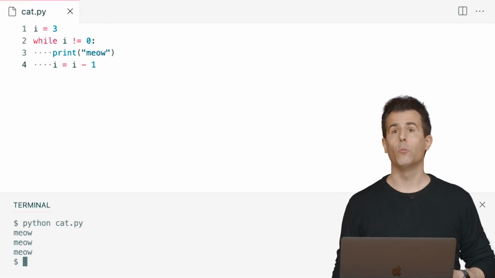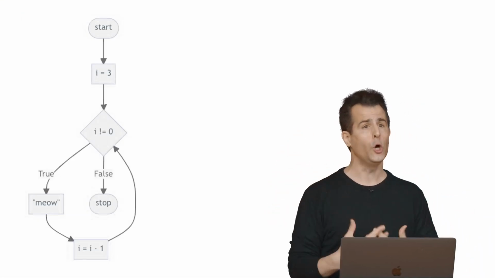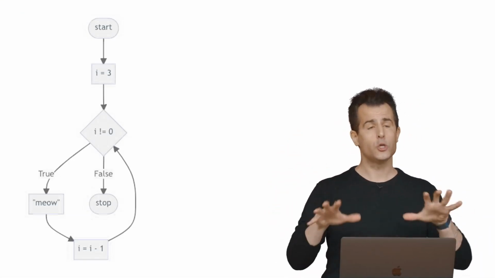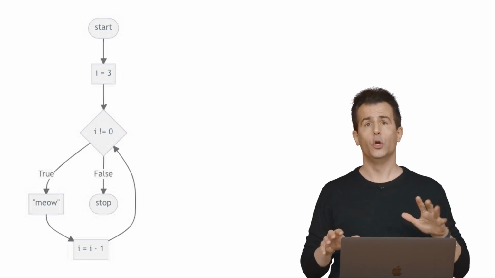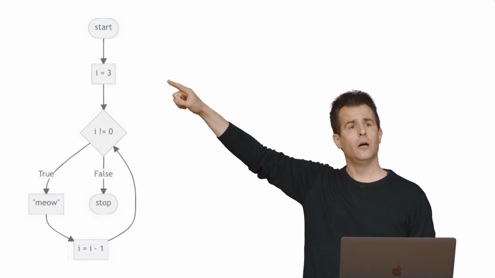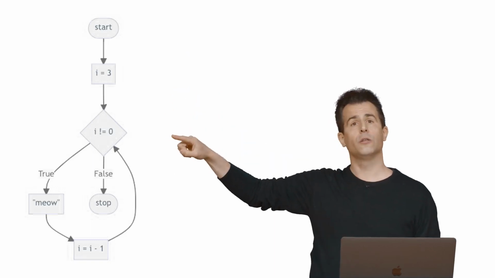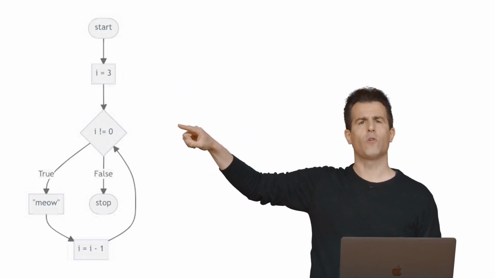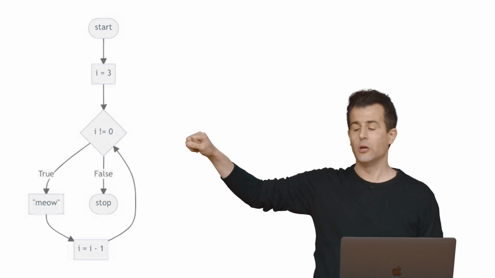Now, for those of you who think a little more graphically, let me pull up one of our usual flowcharts. This is just a representation graphically of the exact same thing. Notice what's happening. I first start the program, and then I initialize i to 3. And then I ask the first of my questions. Again, the diamonds always represent questions. And the answer is going to be true or false.